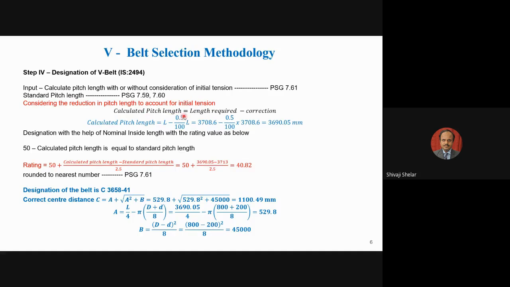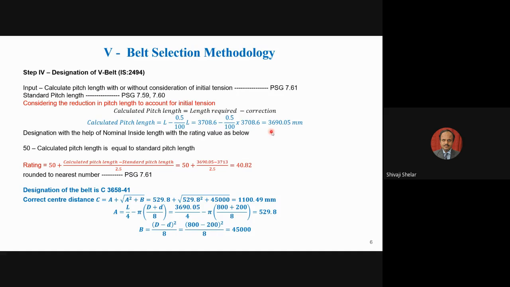So the calculated pitch length now finally will become length required minus correction. So length required is say L. Correction to be applied here is 0.5%. Maximum correction you can apply is up to 1%. So let's take a minimum correction of 0.5%. So L minus 0.5% of L. So when you put the value of the calculated value 3708, we get this value as 3690.05. Now this value, if you see the table, the nearest value for this again is 3713.